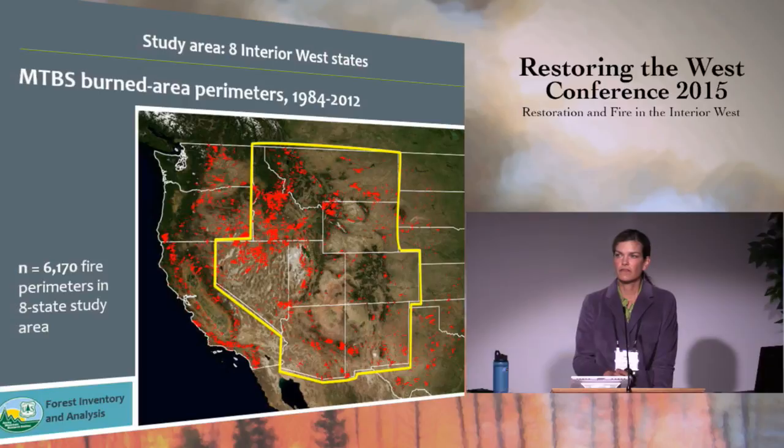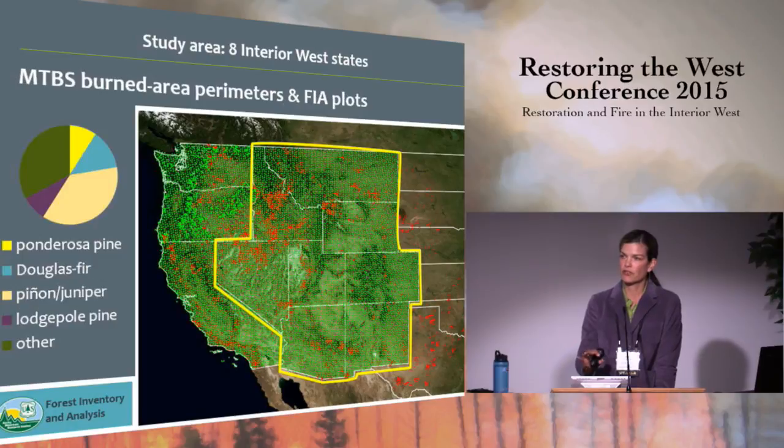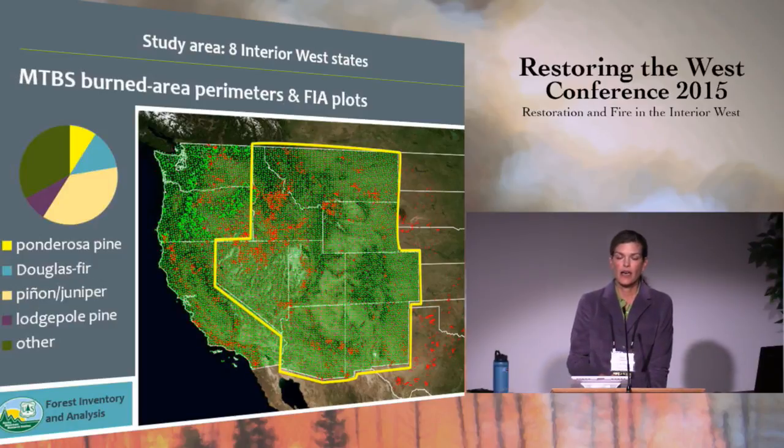So here you see both the fire perimeters and the plots, and then on the left, that pie chart just shows the proportional distribution by area of major forest type groups within our 8 interior western states. So the most common ones are ponderosa pine, Douglas fir, pinyon juniper woodlands, and lodgepole pine forests. Other can be broken into almost a dozen other types that occur in much smaller proportions.